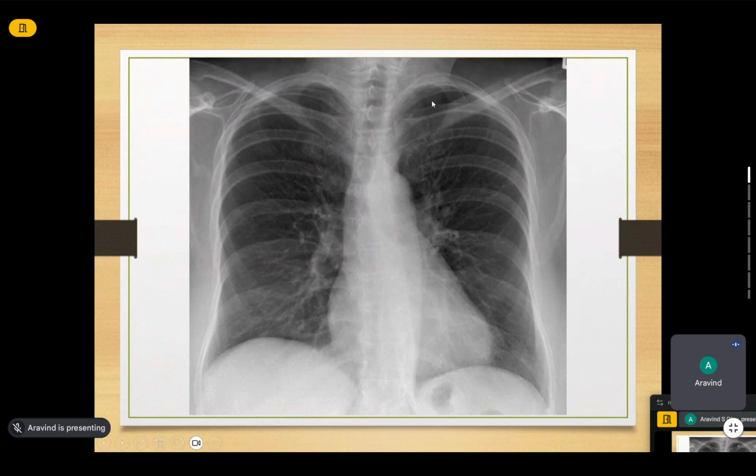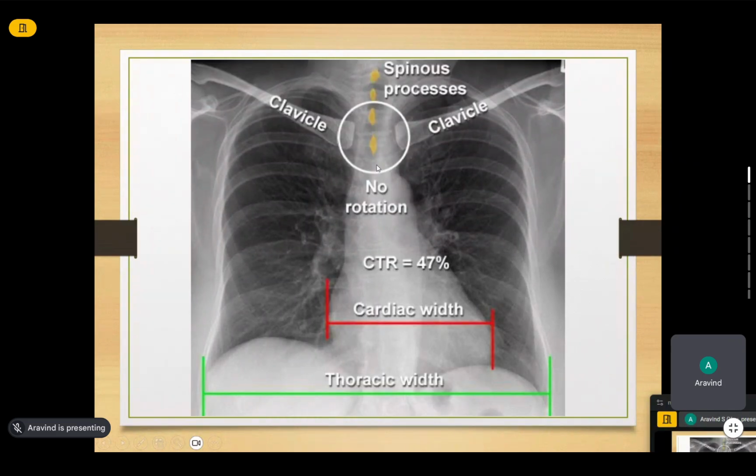In this image, you can see the spinous process, the medial end of the right clavicle, and the medial end of the left clavicle. They are equidistant from the spinous process, so this image is also not rotated. So if you want to check whether the image is rotated or not, just check whether the medial ends of the clavicles are equidistant from the spinous process. Another thing is something known as the cardiothoracic ratio.